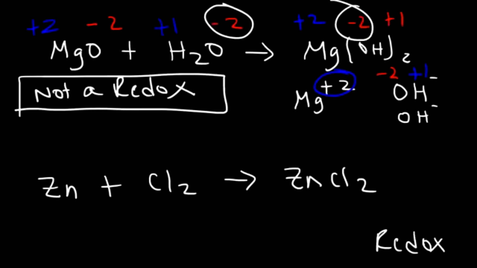Now let's analyze the second example. Zinc and chlorine each have an oxidation state of 0. In zinc chloride, chlorine has a -1 oxidation state, and zinc has a +2 oxidation state. So notice that zinc is being oxidized. Therefore, there's a transfer of electrons, which makes this reaction a redox reaction.